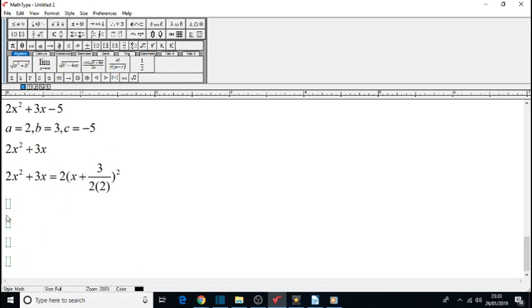Therefore, you'll get 2(x + 3/4) squared, because 3 over 2 multiplied by 2 is 3 over 4, and that's squared.